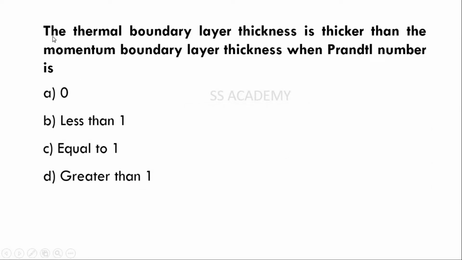The next question is, the thermal boundary layer thickness is thicker than the momentum boundary layer thickness when Prandtl number is option A 0, option B less than 1, option C equal to 1, option D greater than 1. The correct answer is option B, less than 1. The thermal boundary layer thickness is thicker than the momentum boundary layer thickness when Prandtl number is less than 1.